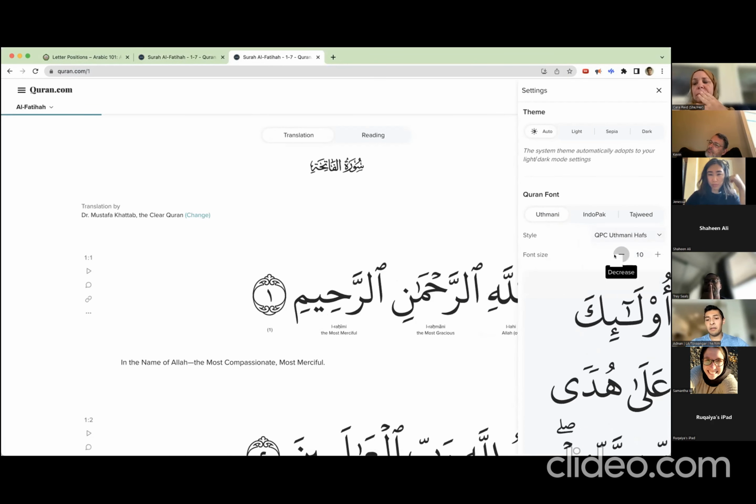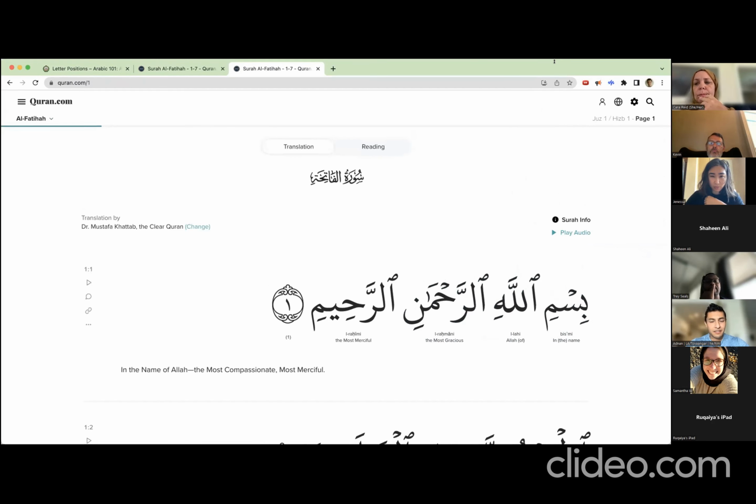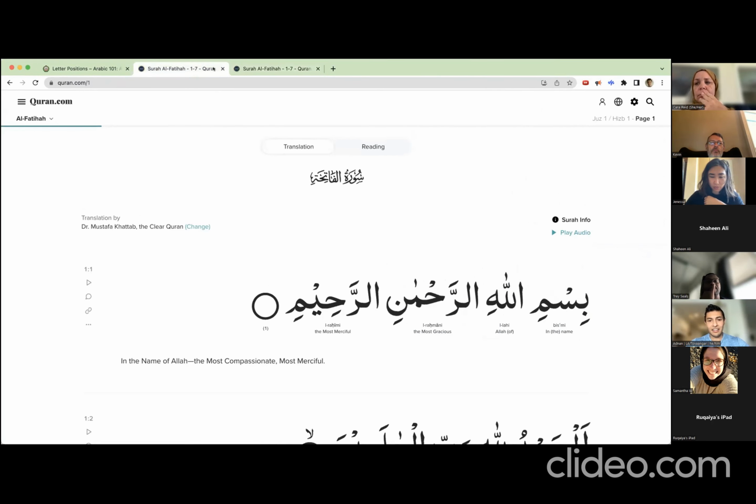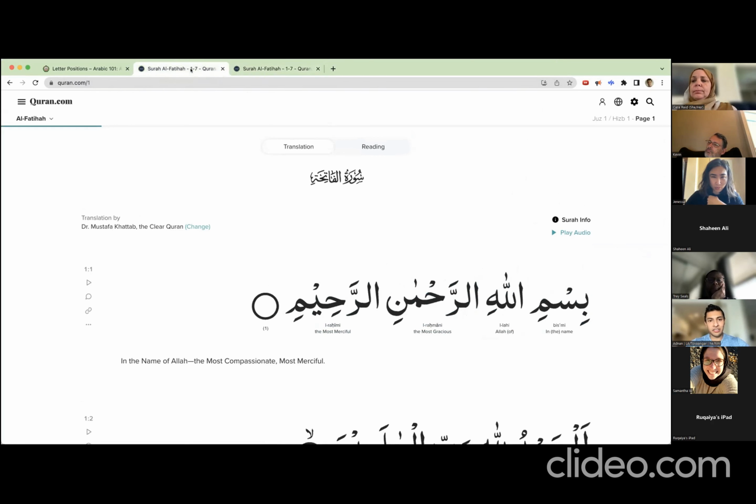And it seems that the Uthmani Hafs is a very clear style of that. So just a moment, how do I minimize? Okay. So we'll focus on this Indo-Pak style, but then if there are any differences, I'll go back to the Uthmani style to point out those differences.